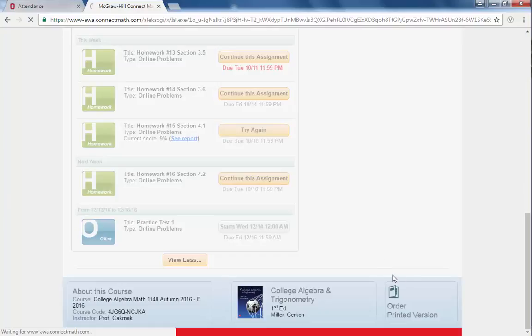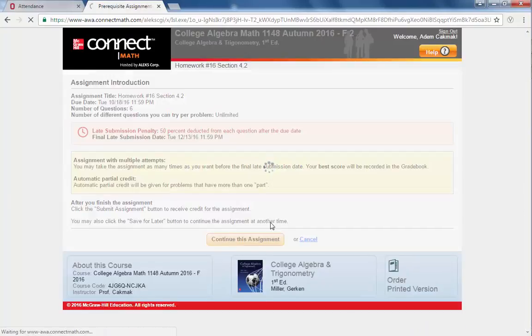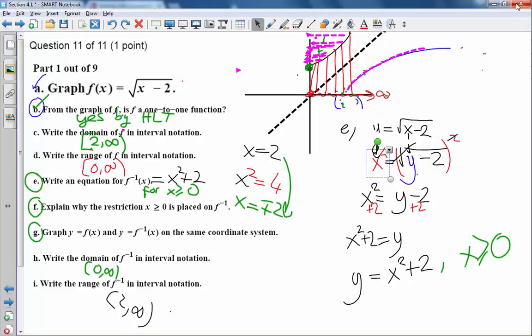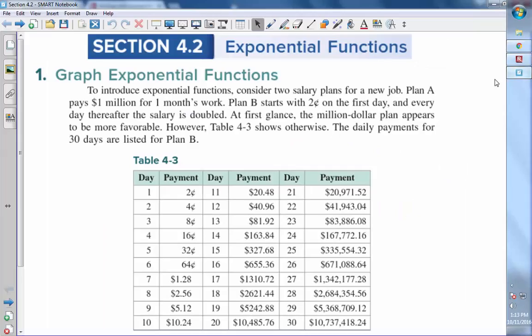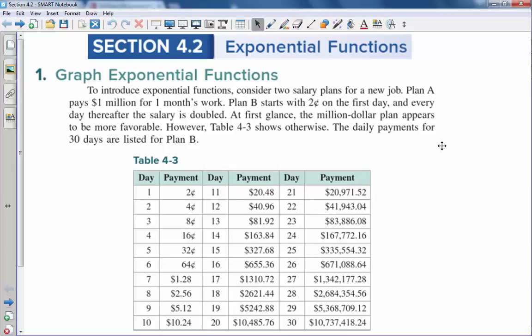4.2 is coming up next, which is exponential functions, if you don't have any further questions. Alright, what are exponential functions? Let's first take a real life example. And this is really interesting.